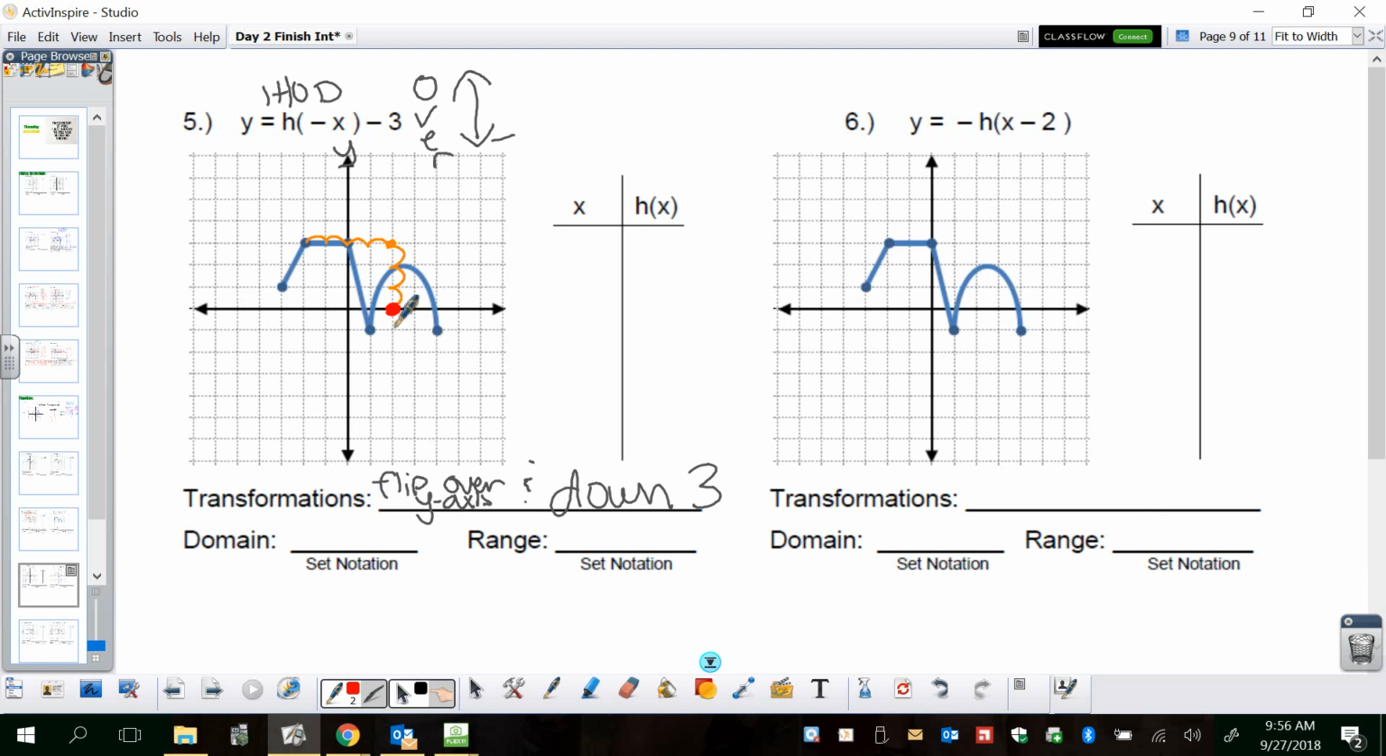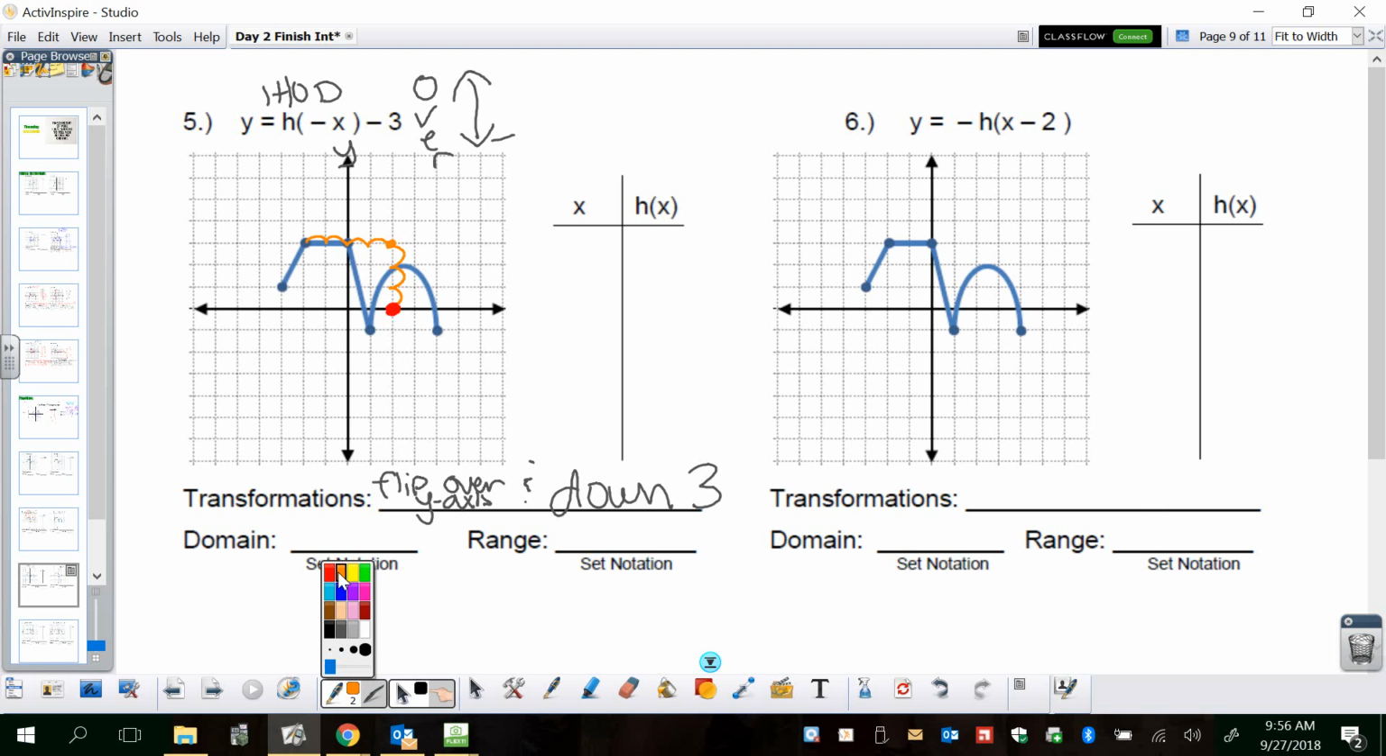Everybody okay with that? I flipped it. It went 2 this way, now it goes 2 that way, and then it went down 3. So let's try another point. This point didn't go left or right at all, so is it going to change? Does it have to flip anything?